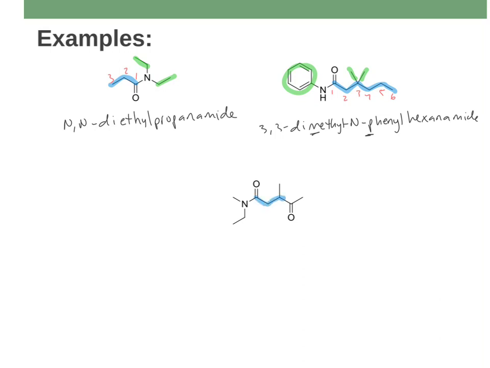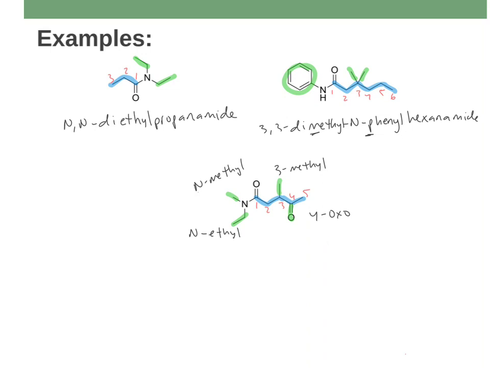And then let's do this one down here. We have 1, 2, 3, 4, 5 carbons. Substituents, it looks like I've got a methyl, an ethyl, another methyl, and an oxo. So I have to say where all of those things are. It looks like I have an N-methyl, an N-ethyl, a 3-methyl, and a 4-oxo.